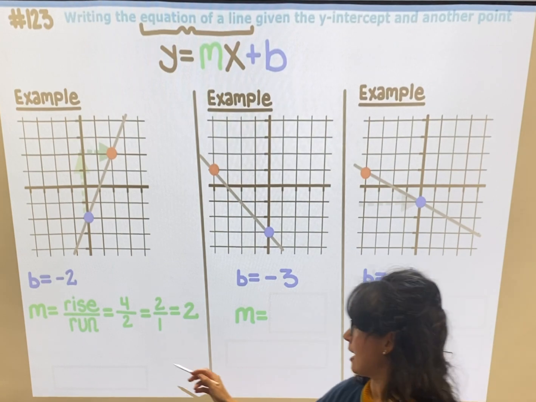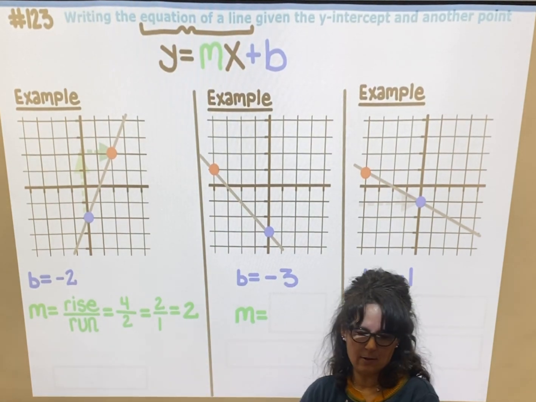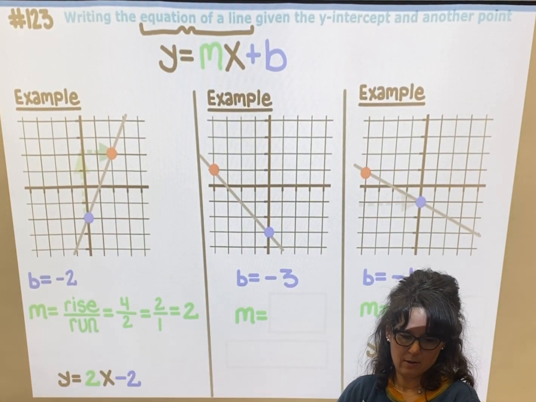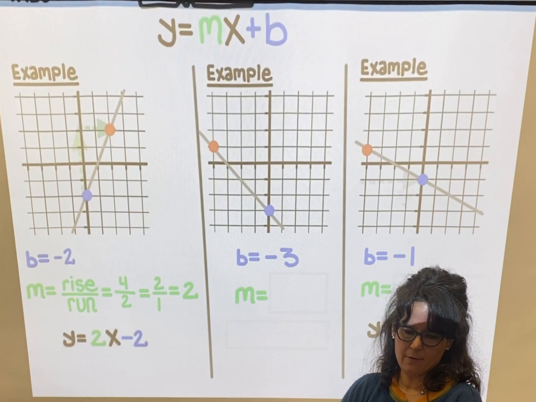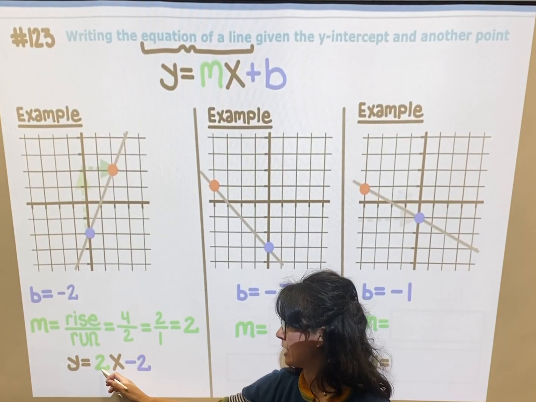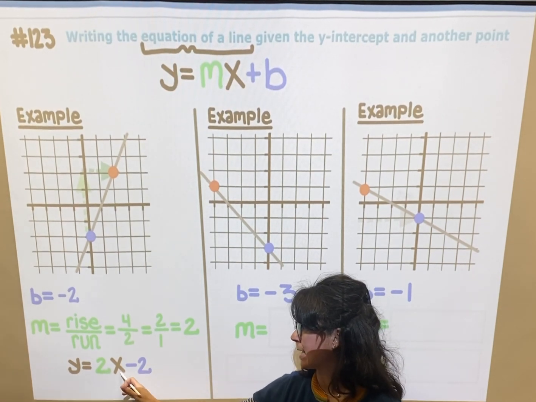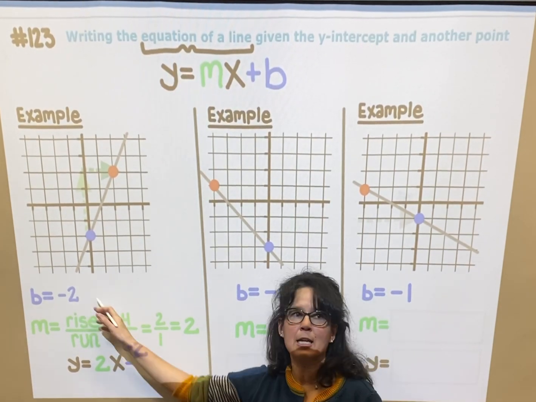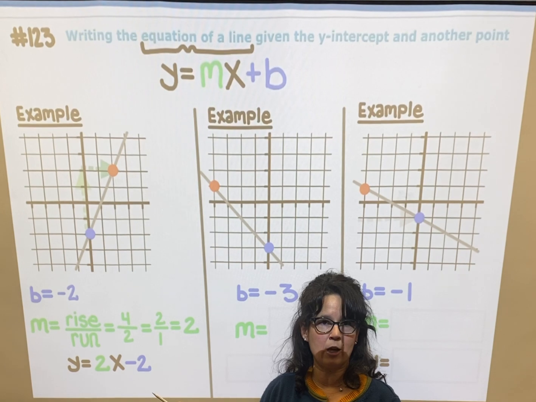Okay, now that I have my M and my B, then I have the equation of my line, y equals m, so y equals 2x plus b, and that's -2, so -2, and I've got my equation.